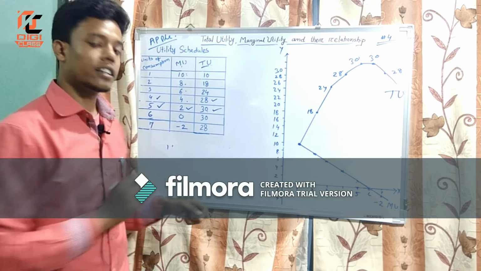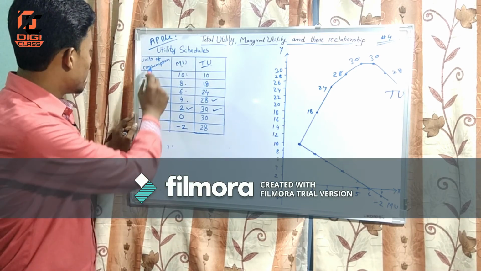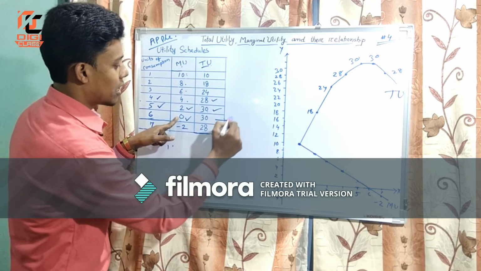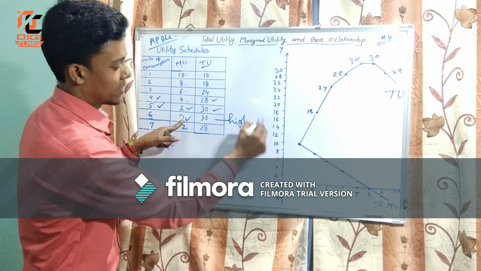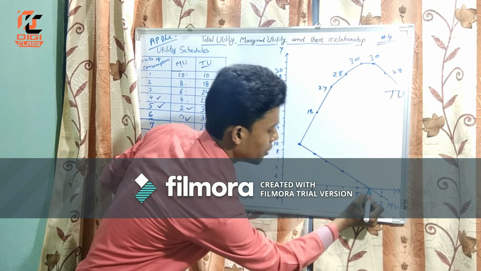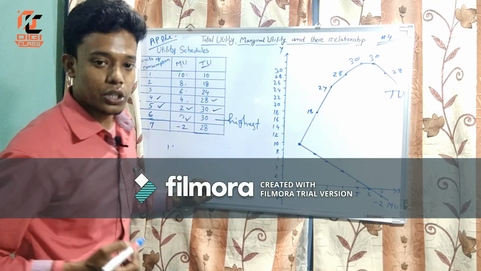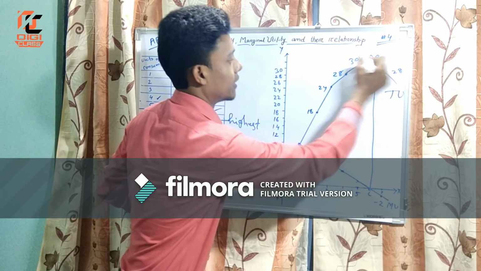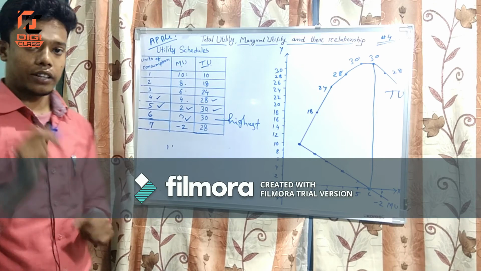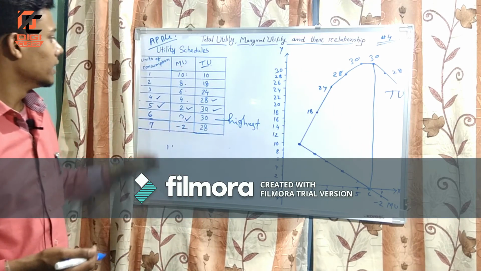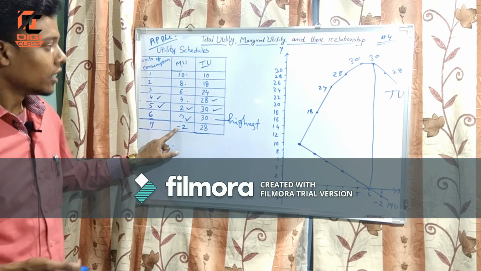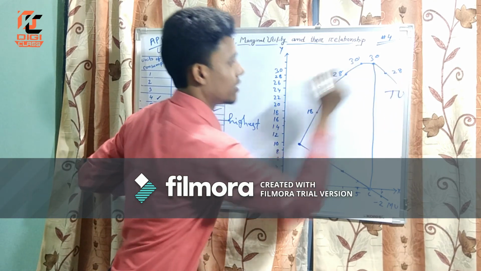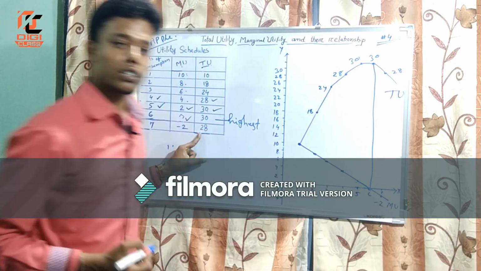And the second point is that when marginal utility becomes 0, the total utility becomes highest. Here in the diagram, at the 6th unit of consumption, the marginal utility becomes 0 and the total utility becomes highest, that is 30. And the third point of the relationship is that when marginal utility gets negative, the total utility decreases. Here from 30 to 28 at the 7th unit of consumption.